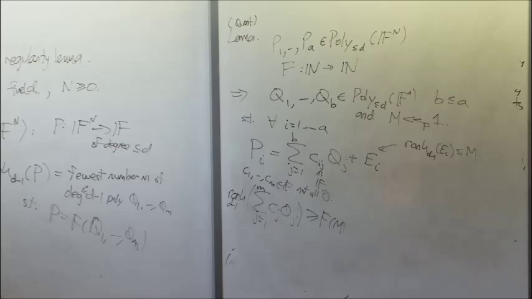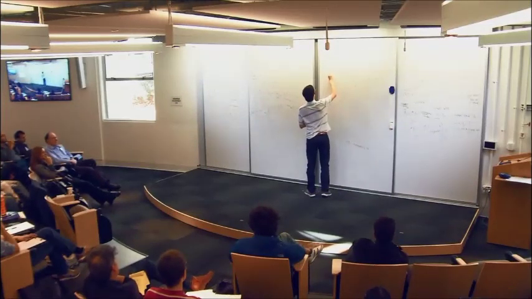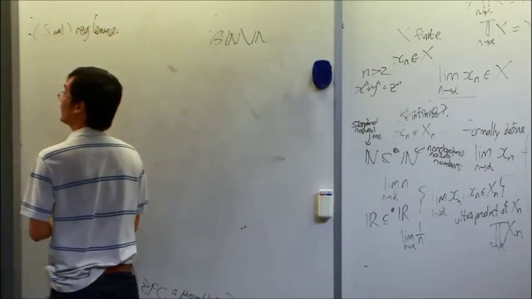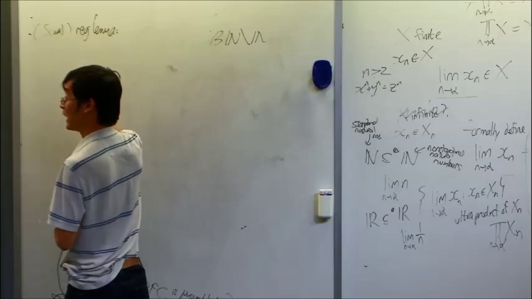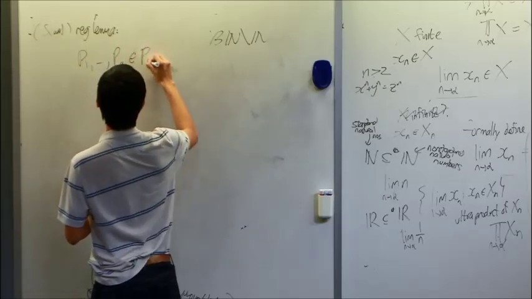On the other hand, if you don't care about bounds, then it's really simple. So here's the qualitative version of the same lemma: qualitative regularity. You have a field which now can be infinite. Take a bunch of polynomials in that field.